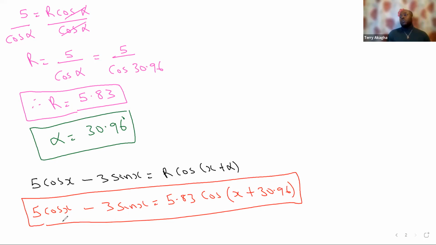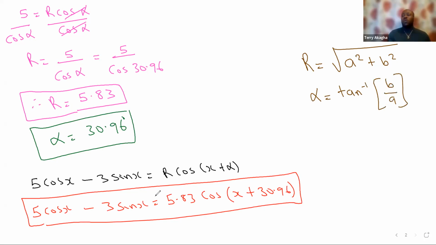Okay? And you can also get this answer by using the shortcut I showed you in the previous video to look for R. So I want you to do it yourself now. I want you to try. Use the formula that we talked about. R is equal to the square root of a squared plus b squared. And I also told you alpha is equal to tan inverse of b over a. Okay? So from this question, you can see our a is equal to 5 and our b is equal to minus 3. So if you use it in this formula, you will get exactly the same thing.